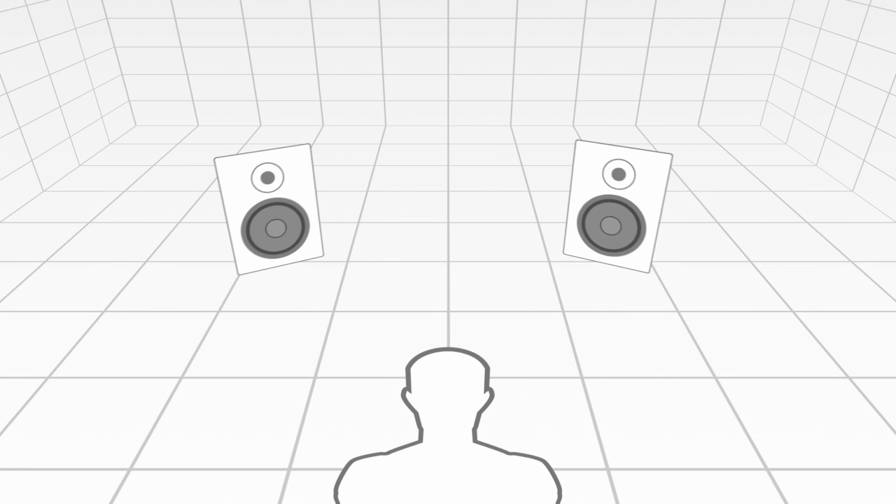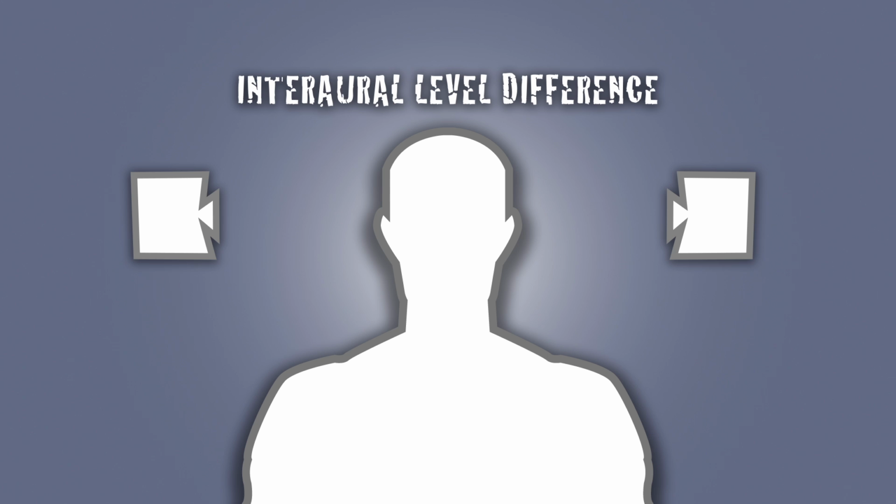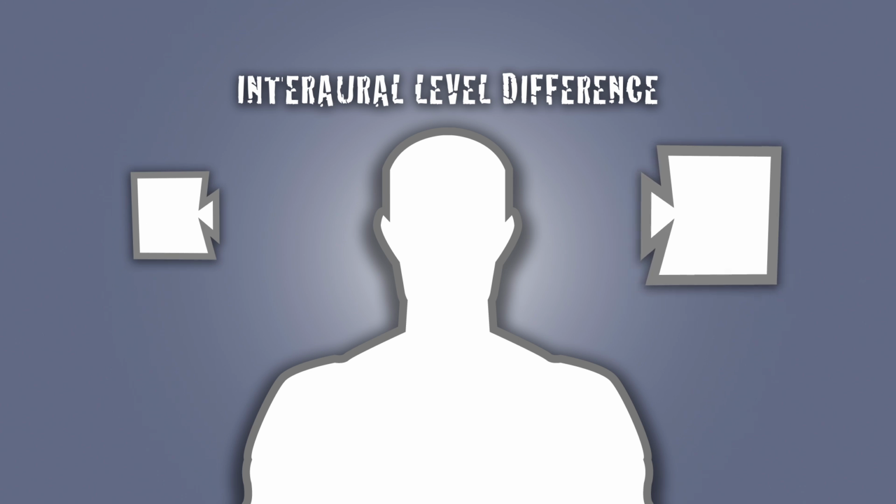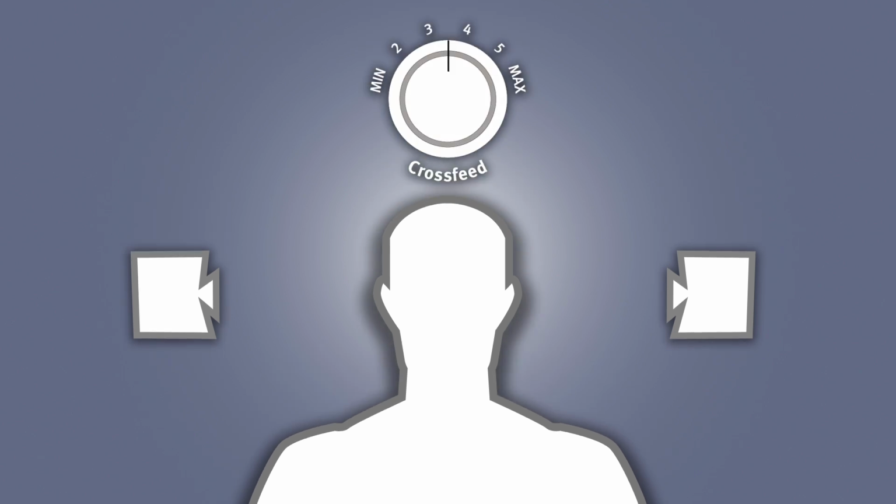A second aspect is the interaural level difference, which deals with the difference in level between a sound hitting the left ear and the right ear. Only if a sound comes from straight ahead, the level and time differences are zero. The Phonitor models offer a switch named crossfeed to adjust this level.